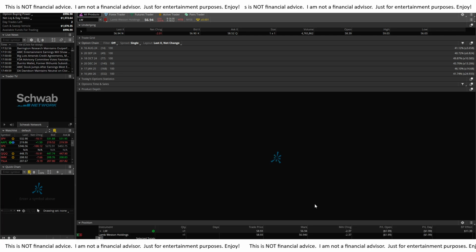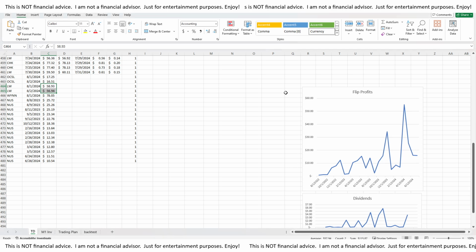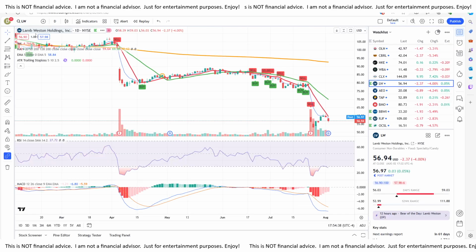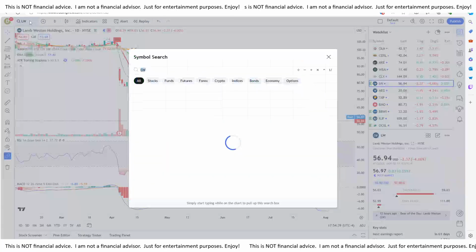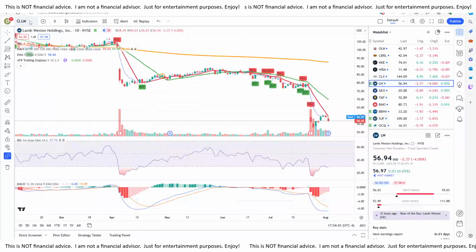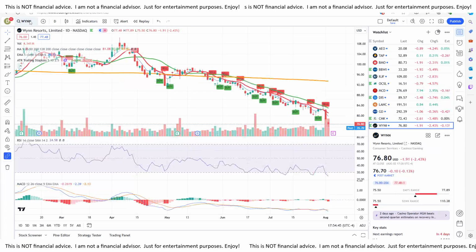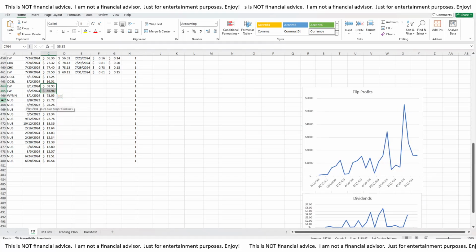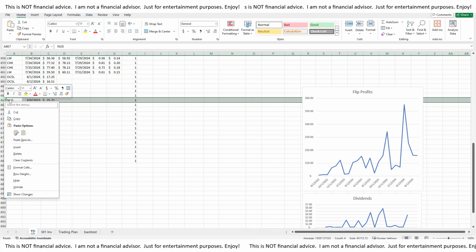Okay, on down to the next one. WING. Definitely under the 30 with earnings coming up. So an opportunity here, 76.80. It's a pretty big dump.